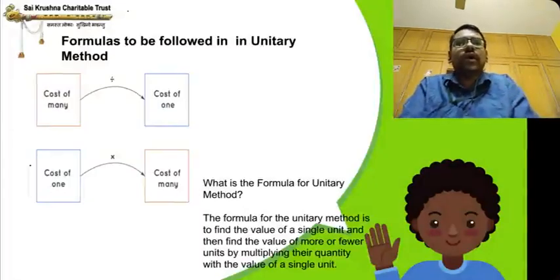What are the rules or formulas followed in unitary method? If you are given the cost of many and you have to find the cost of one, which operation do you have to do? Division. Suppose you are given the cost of one and you have to find the cost of many. Which operation do you have to perform? Yes, multiplication. The formula for unitary method is to find the value of a single unit and then find the value of more or fewer units by multiplying their quantity with the value of the single unit.